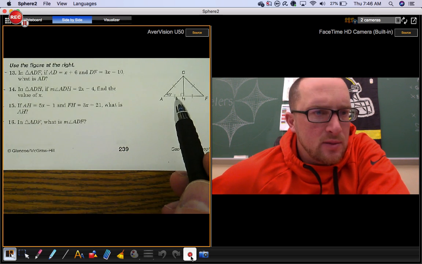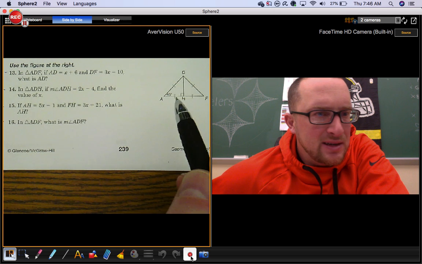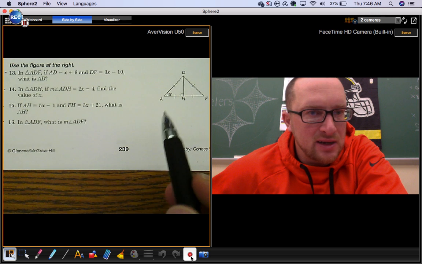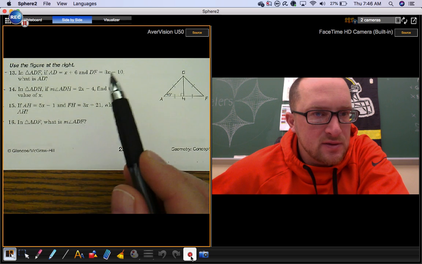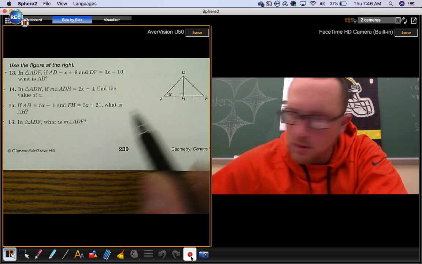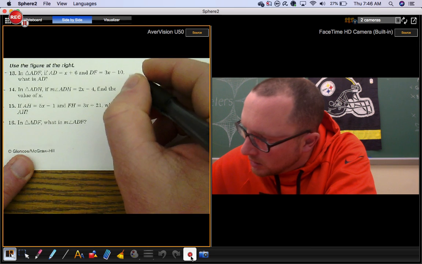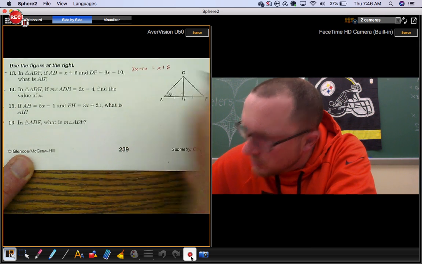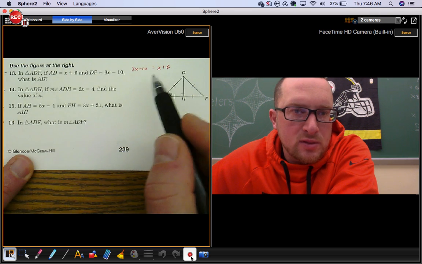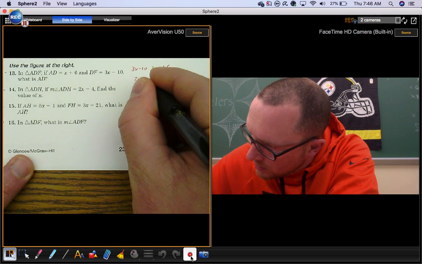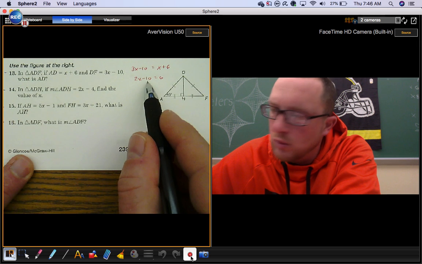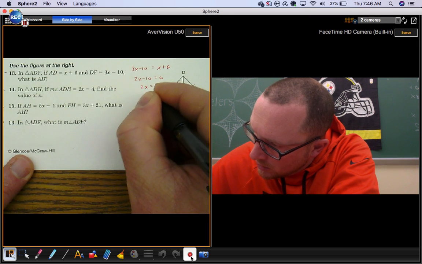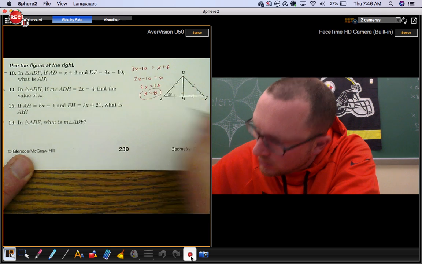Here's a diagram here. It's triangle ADF. They're telling you the distance from A to D is x plus 6, and the distance from D to F is 3x minus 10. Well, those are your legs. The legs are the same length. So set them equal. We're going to subtract x from both sides. We're going to add 10 to both sides. So x is 8.